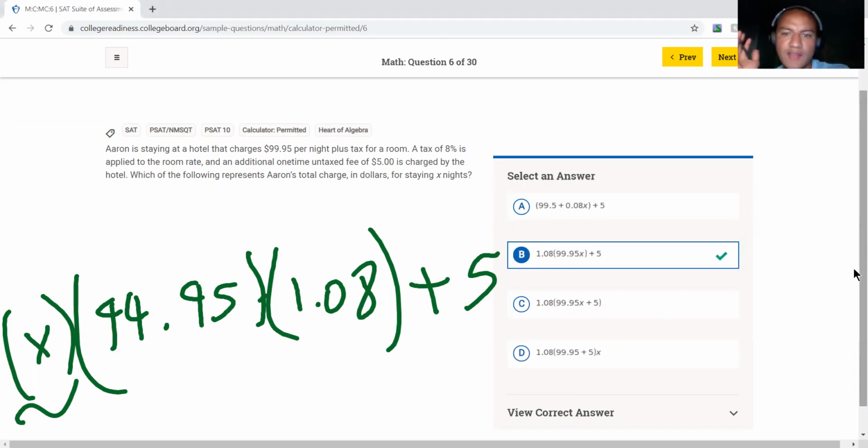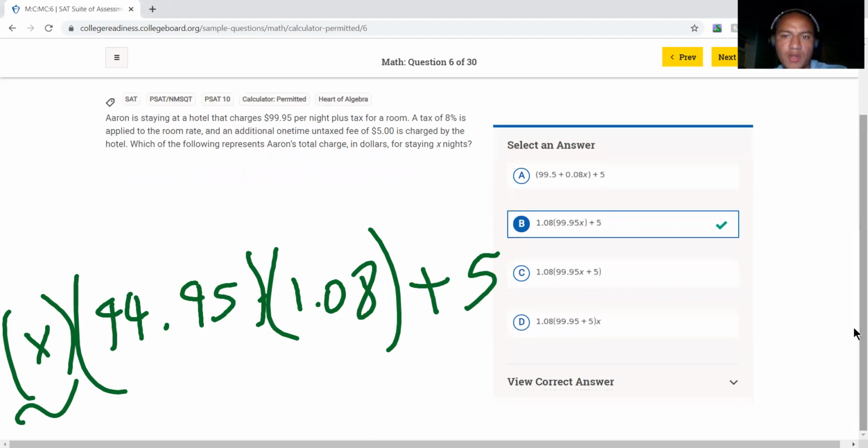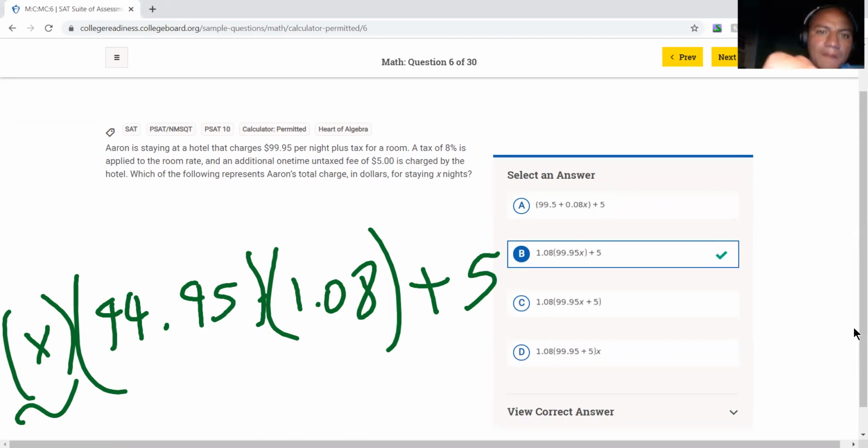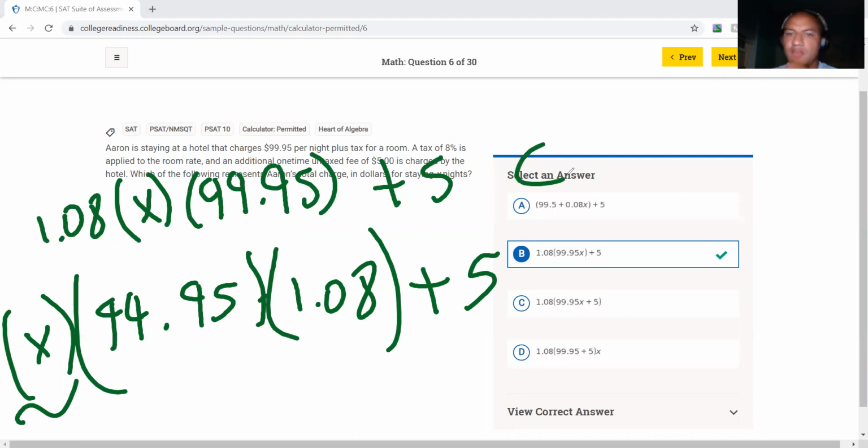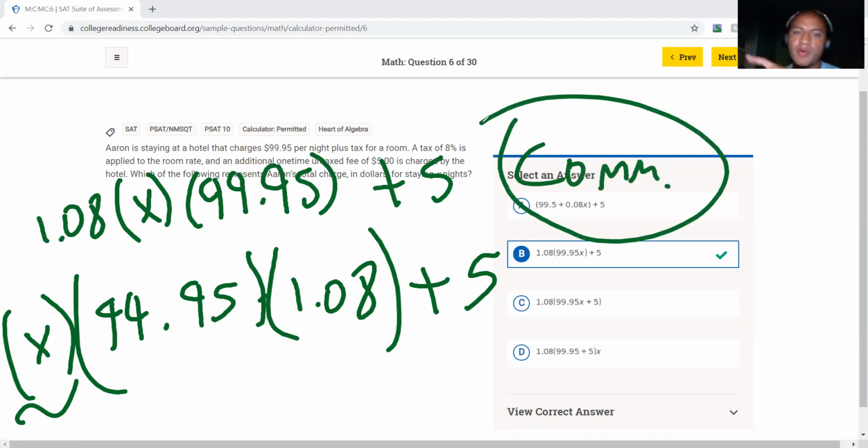The difference is that they applied some properties that I must discuss here. The 1.08 is in the front, and so we can switch it around. So it's 1.08 times x times 99.95 plus 5. This is called the commutative property. I wrote a C there for commutative. Okay, that's a commutative property.